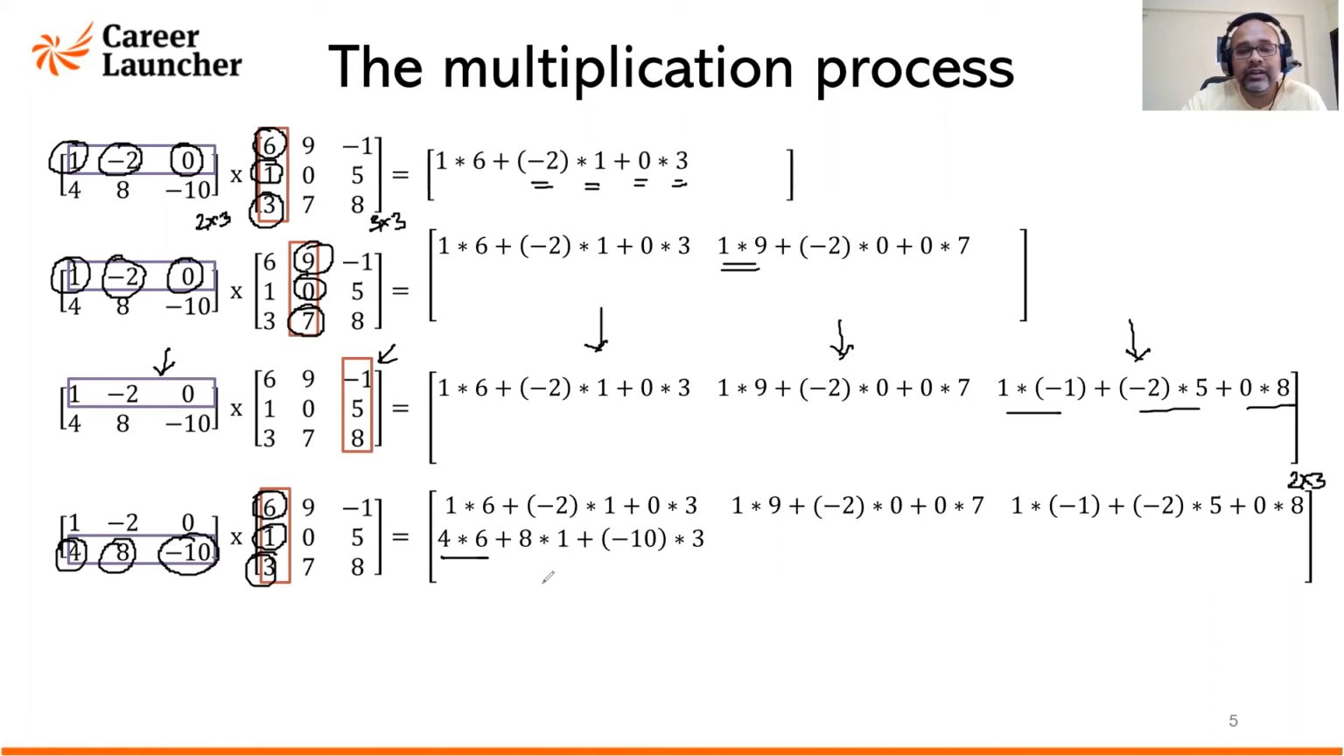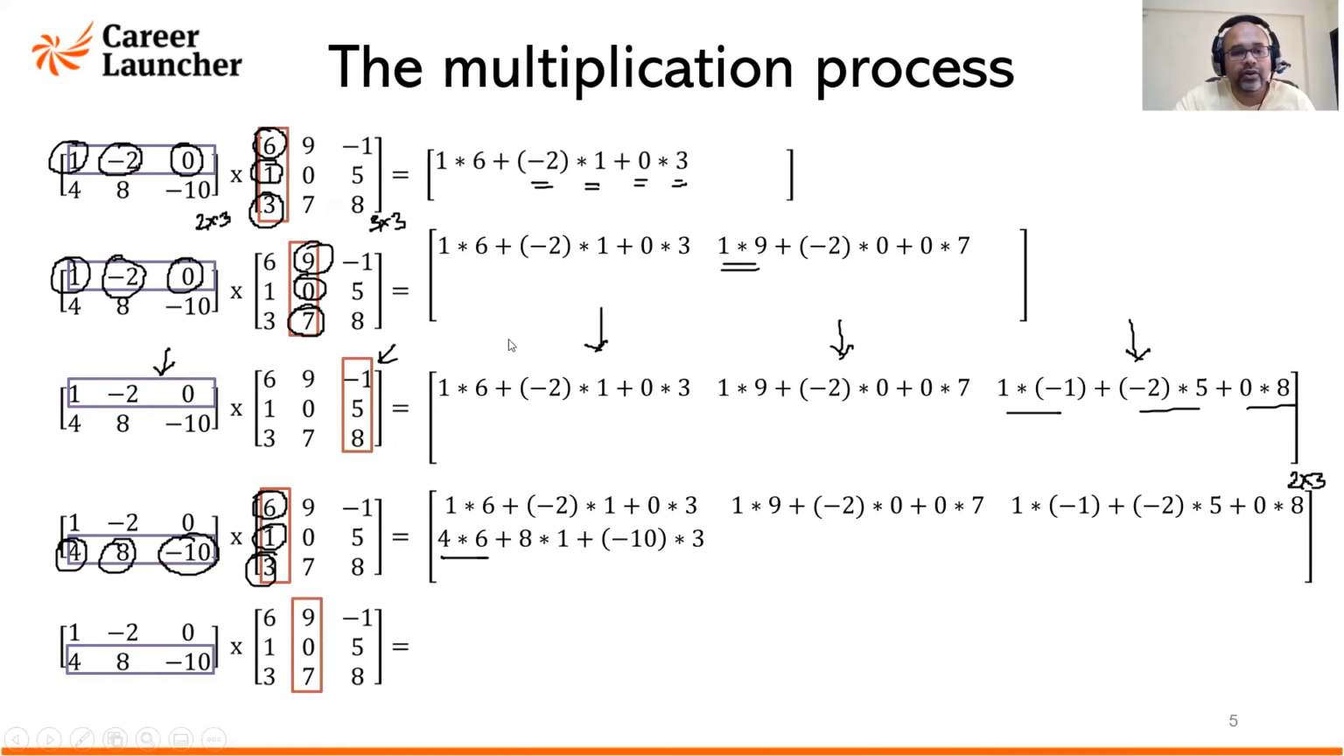That becomes your second row, first element in your answer matrix. Similarly, do the other two also. I'm doing both of them at the same time now. Take the second row, second column, you'll get one answer, and third column, you'll get another answer.